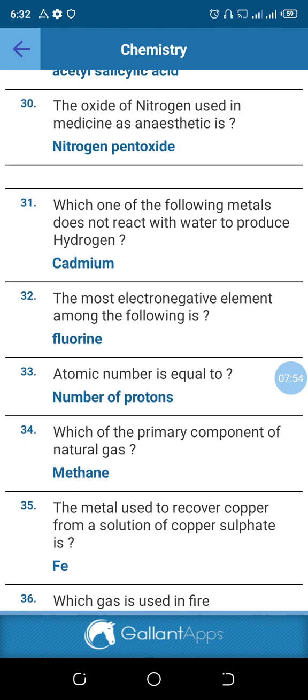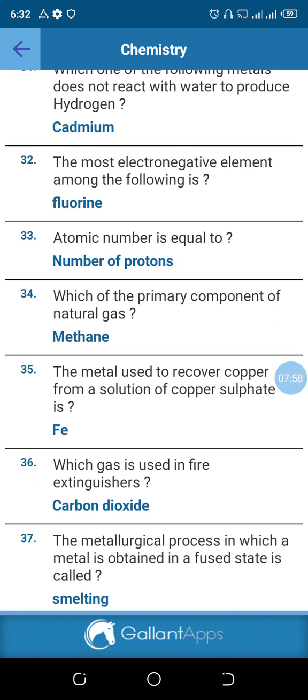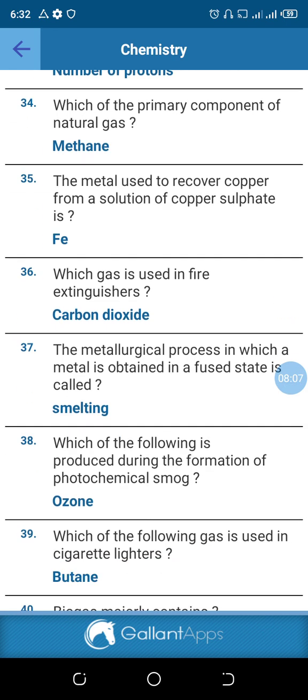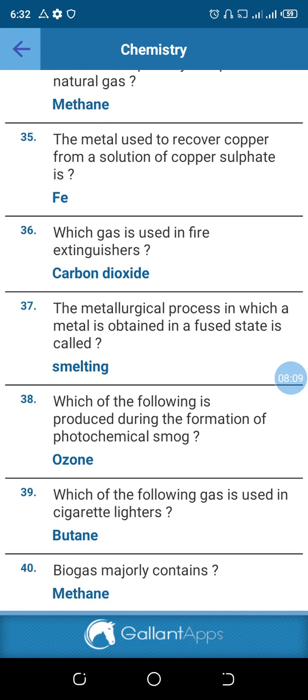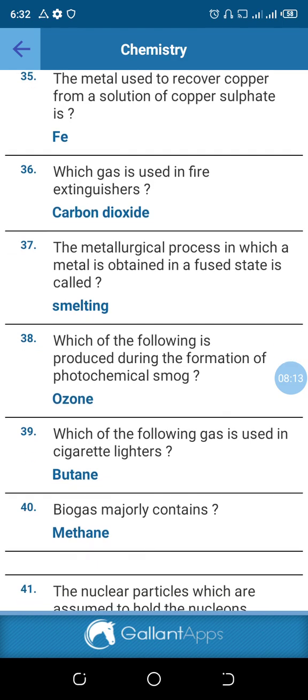Which one of the following metals does not react with water to produce hydrogen? Cadmium. The most electronegative element among the following is fluorine. Atomic number is equal to number of protons. Which is the primary component of natural gas? Methane. The metal used to recover copper from a solution of copper sulfate is Fe.